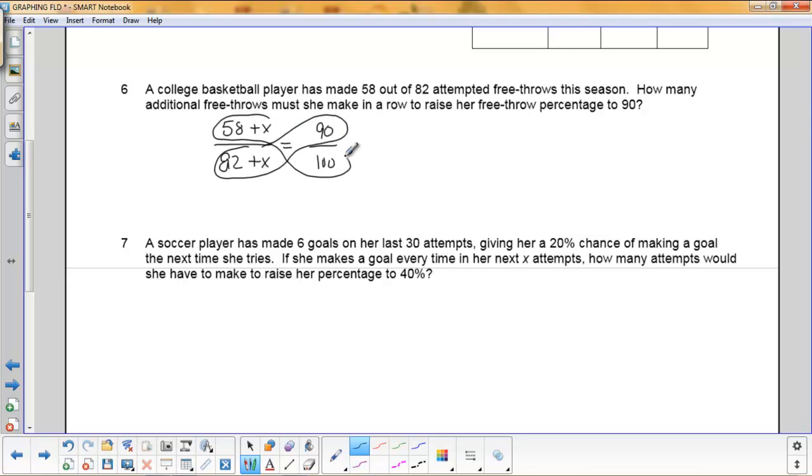particular problem. I'm not going to bother doing my common denominator all the way through, although you could. All I need to do here is cross multiply. So that's going to give me 5,800 plus 100x equals 7,380 plus 90x. And then I just solve this out to figure out what my answer is going to be.